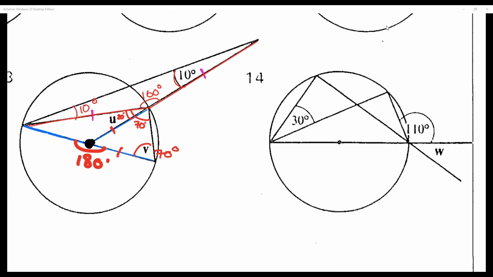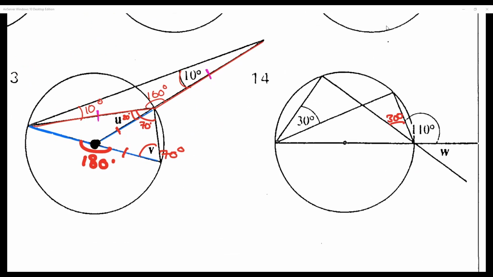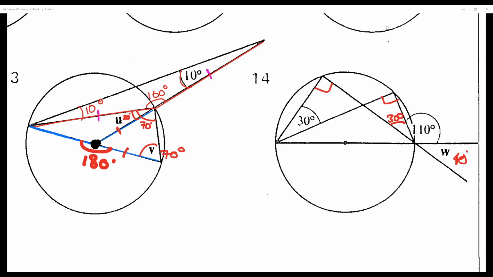This one's 110. This is 30. That will be 30. This will be 90, because that will be 90. 30, 110 is 140, 40. Finished. Break time.